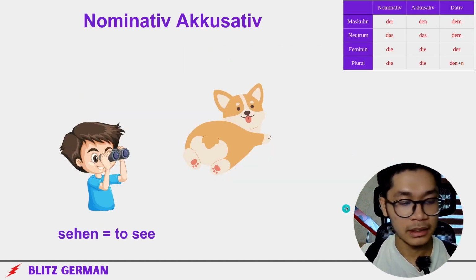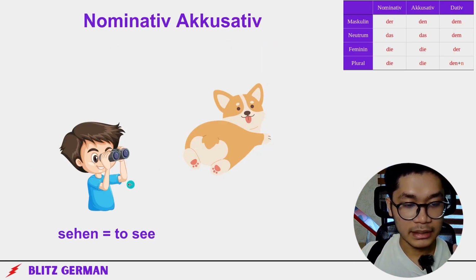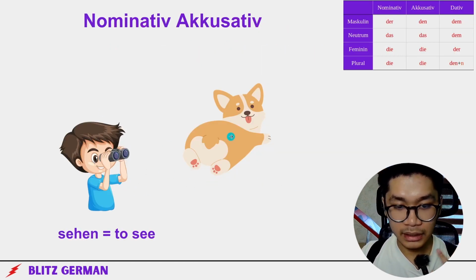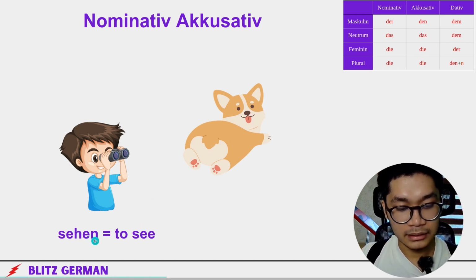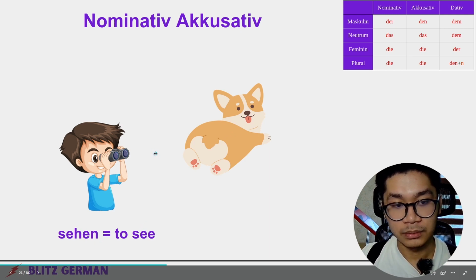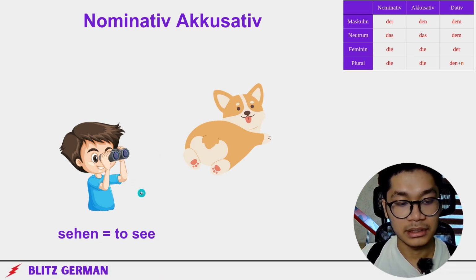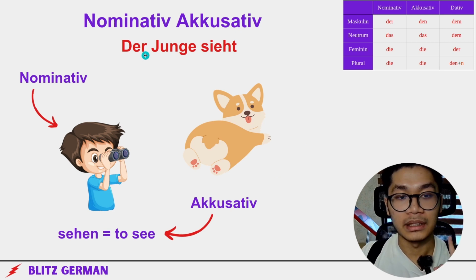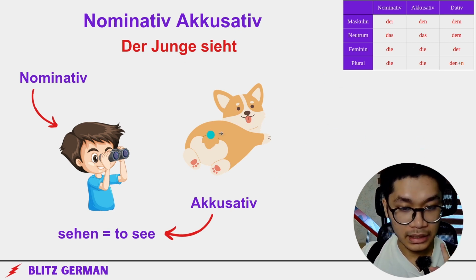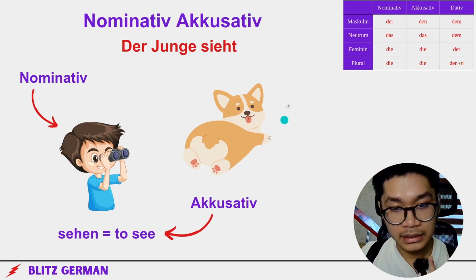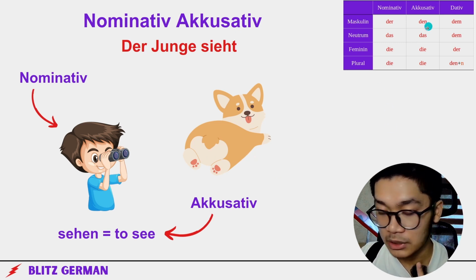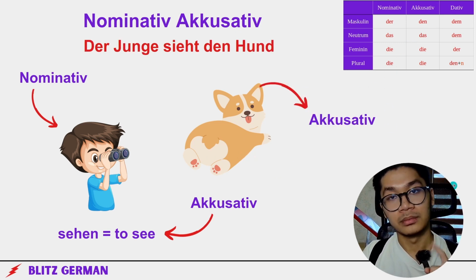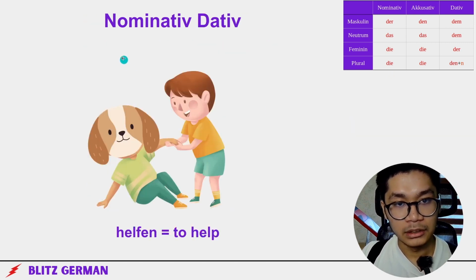Let's do some practice with me, okay? Look at this. This boy is looking at this dog. The verb is sehen. Is sehen in the dative list? No. Is sehen in the exception? No. So this is accusative. Who is the doer in this sentence? Who is looking? This boy. Nominativ. Der Junge sieht. So this is accusative, dog. Dog is masculine, accusative, then den Hund. Boom, easy peasy.